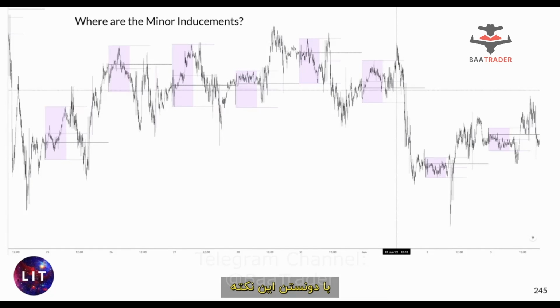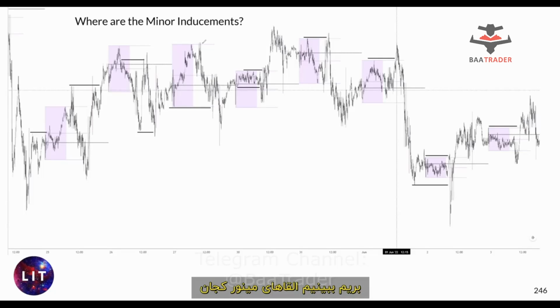So with that understanding, let's see where the minor inducements are. As you can see, this day before, what it induces here, just this structure here, that's obviously minor because it doesn't really have a significant role. It just induces some sort of equal highs in here. Everything inside here is, of course, just considered minor. Even this high right here, if it comes higher, would still be minor. Why? Because it's still inside the same day.